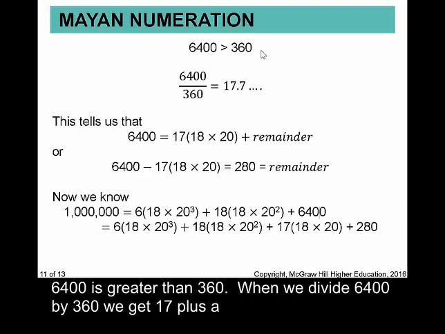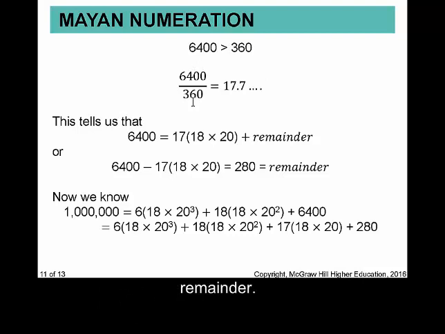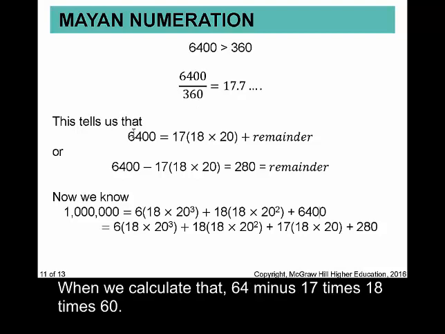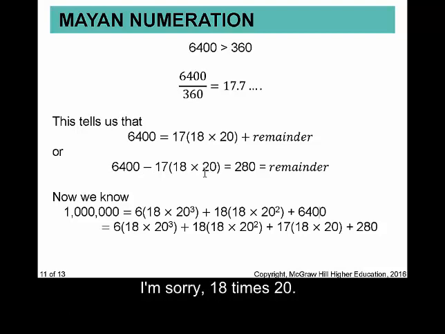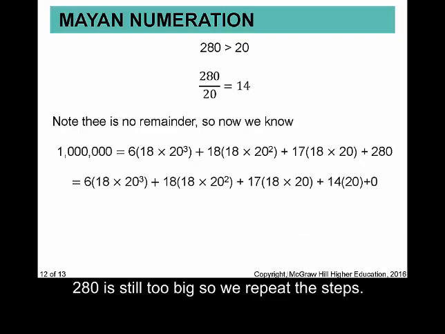6,400 is greater than 360. When we divide 6,400 by 360, we get 17 plus a remainder. When we calculate that, 6,400 minus 17 times 18 times 20, that's 360, we get our remainder of 280. We can now write 1 million as 6 times 18 times 20 cubed plus 18 times this place value plus 17 times this place value plus 280. 280 is still too big, so we repeat the steps.